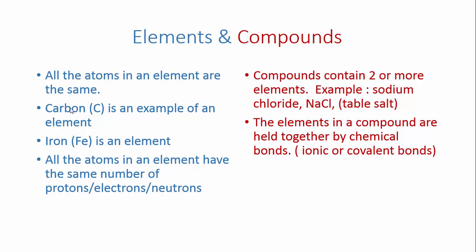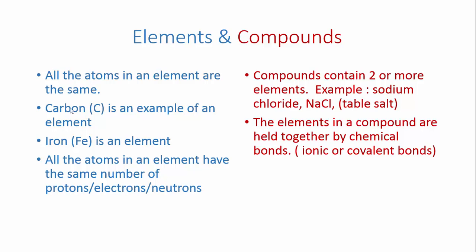What's the difference between an element and a compound? All the atoms in an element are exactly the same. So if I have some carbon, which is an element, has the symbol of C, all the atoms in it are exactly the same. Iron, which has the symbol Fe, is an element, and all the atoms in the iron look exactly the same. Okay? All the atoms in an element have the same number of protons, electrons, and neutrons. Now there are a few exceptions to that, but we'll talk about those at another time.